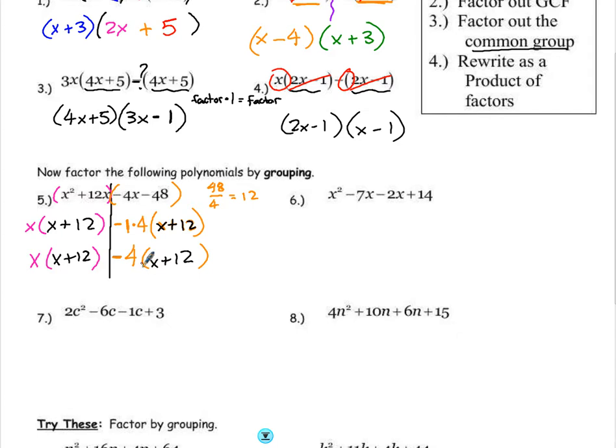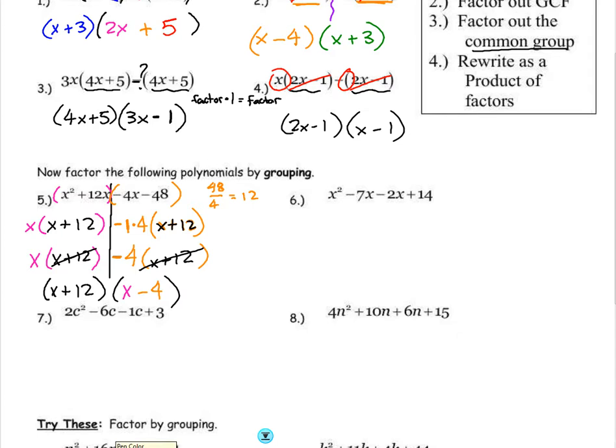And now I'm looking for a common factor that these two groups share. So here I have an x plus 12. That is in both, so they're gone. And what I'm left with is this x minus 4. And now I've factored by grouping. Okay? So when you're going through these steps, just make sure you're really careful and you follow them to a T at the beginning, and it will get easier as we go.